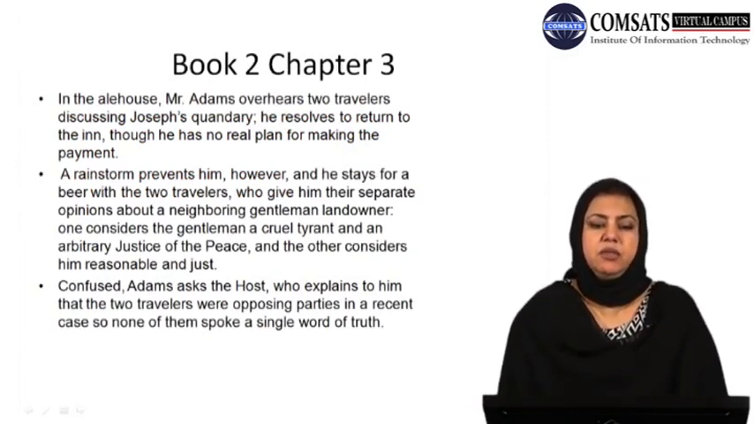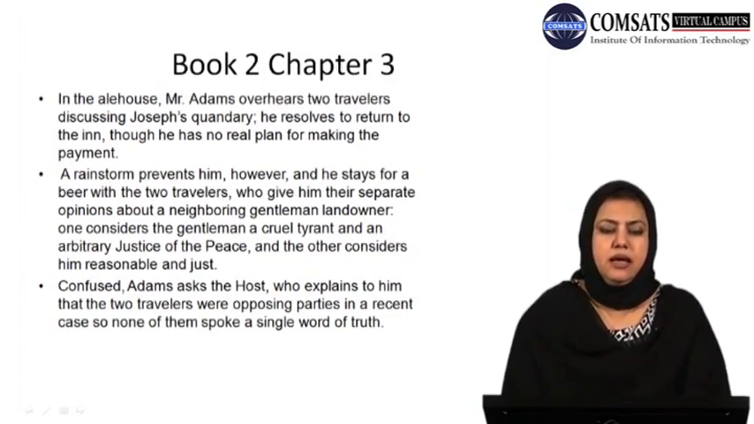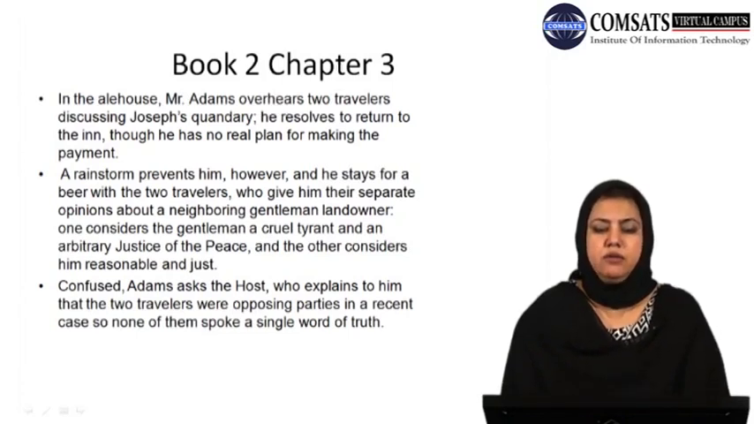Here are some important summary points from this chapter. In the alehouse, Mr. Adams overhears two travelers discussing Joseph's quandary. He resolves to return to the inn, though he has no real plan for making the payment. A rainstorm prevents him, however, and he stays for a beer with the two travelers, who give him their separate opinions about a neighboring gentleman landowner.